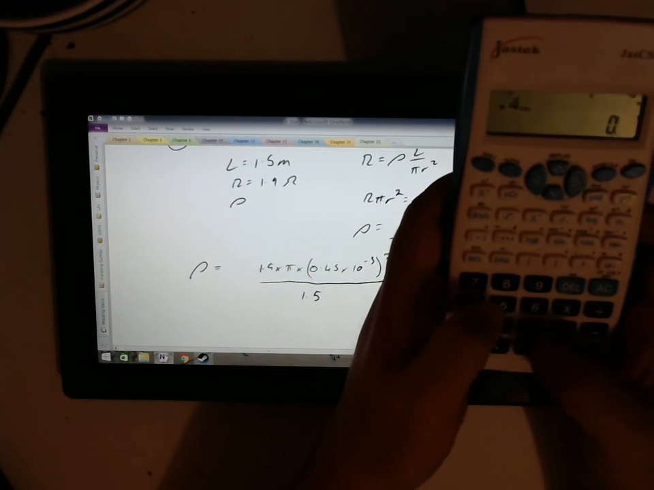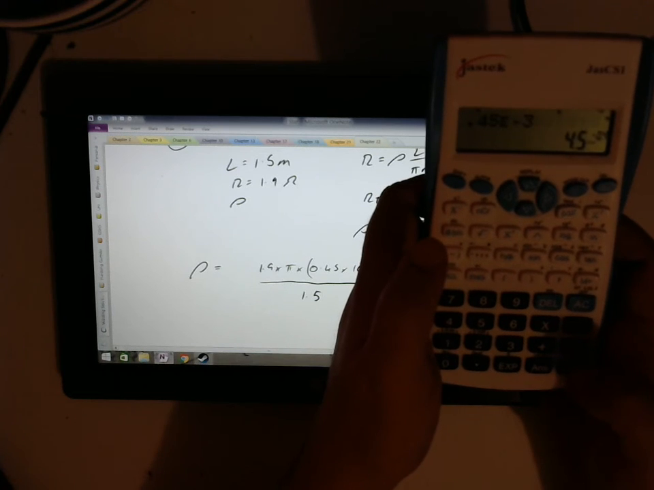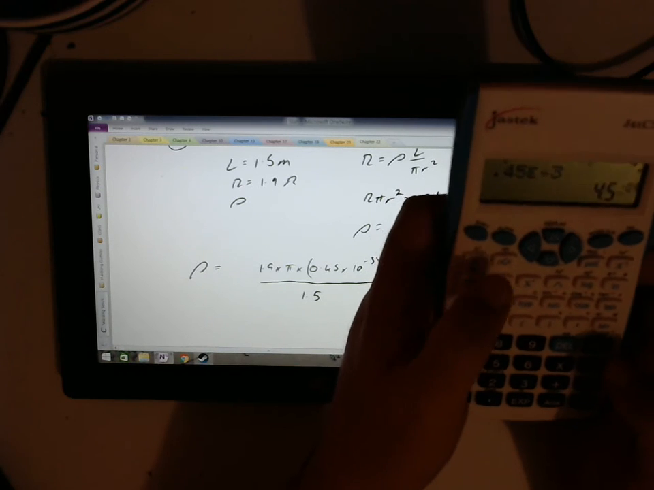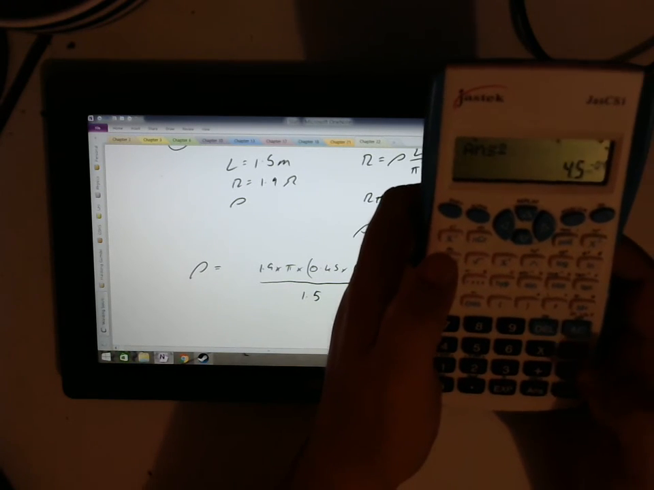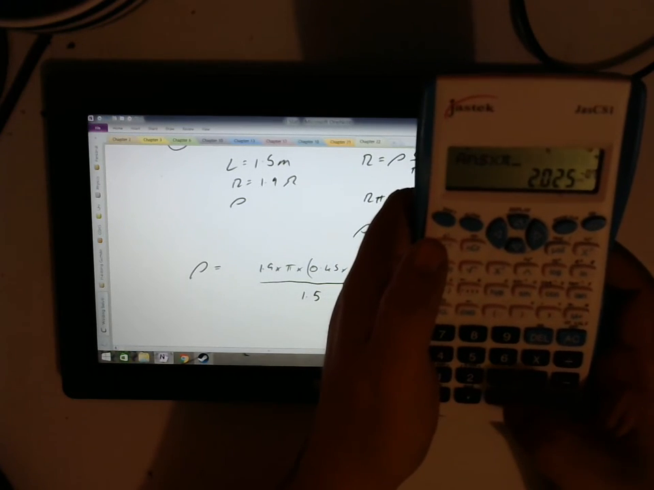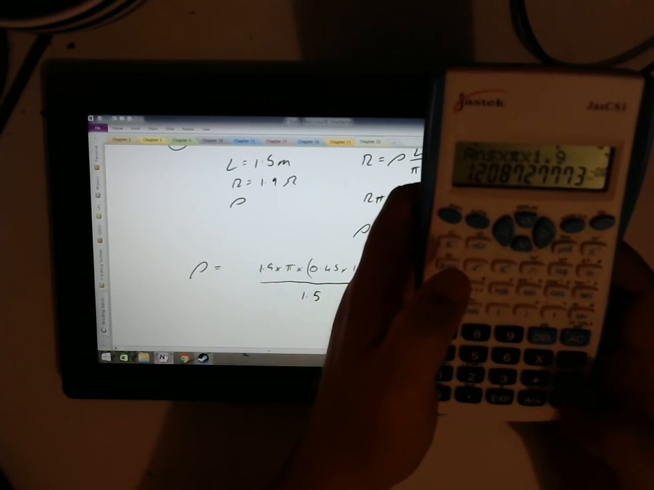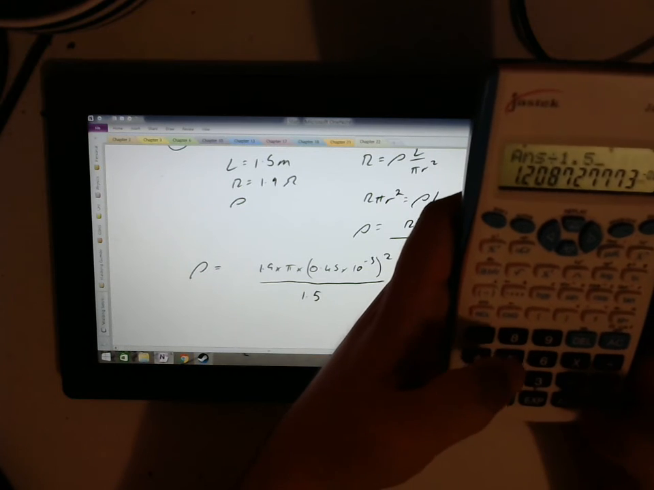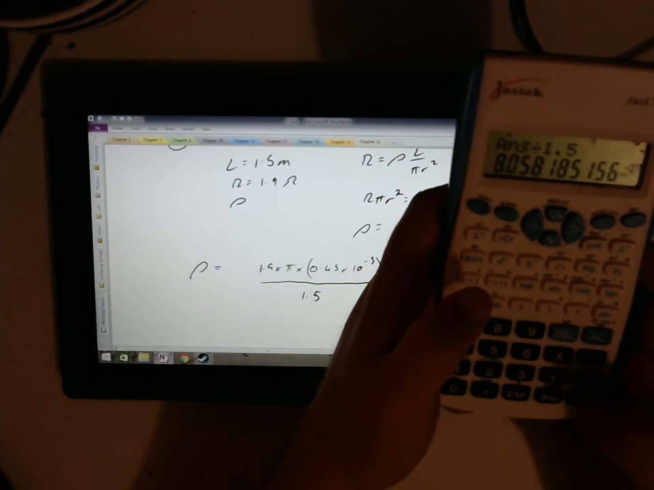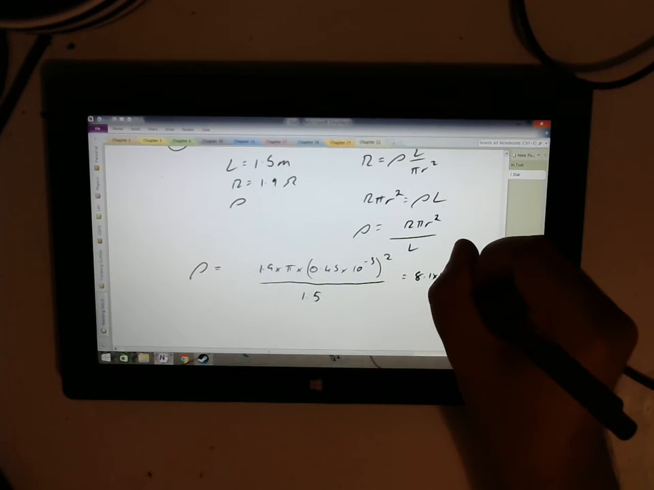So first off, 0.45 exponential negative 3 equals, and I just like to hit equals to make sure, and you see it corrects it to 4.5 times 10 to the negative 4. We want to square that answer, so it's got answer squared. Bang. Now we're going to multiply it by pi, shift pi, and then multiply it by 1.9 equals, divided by 1.5 equals, we finally get the answer 8.1 times 10 to the negative 7.